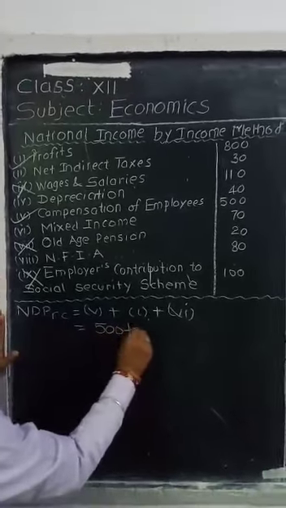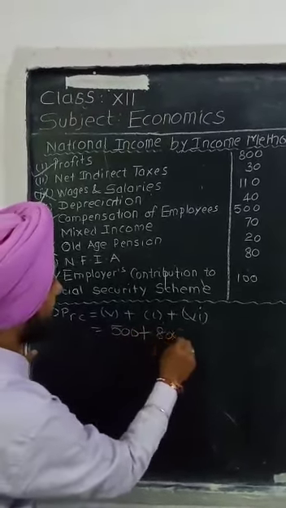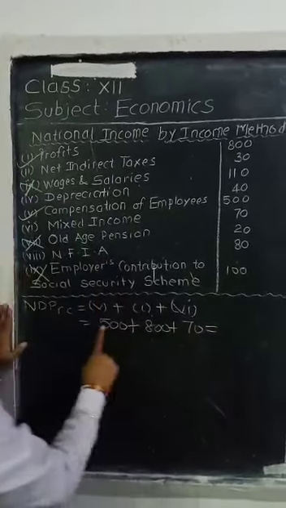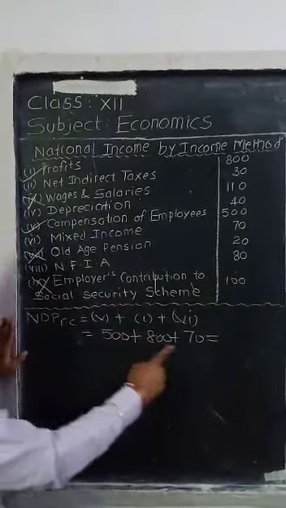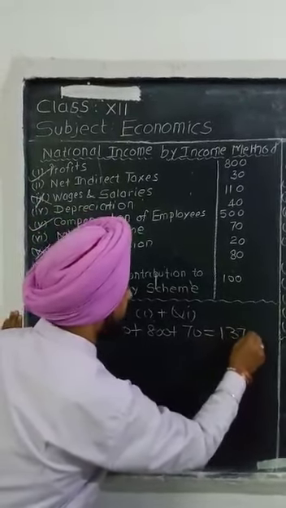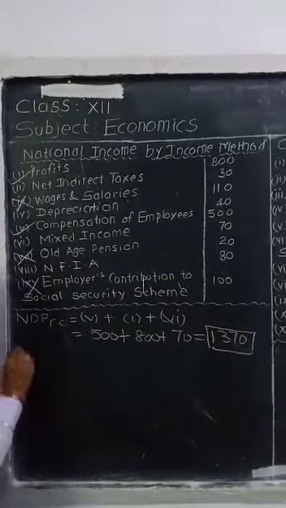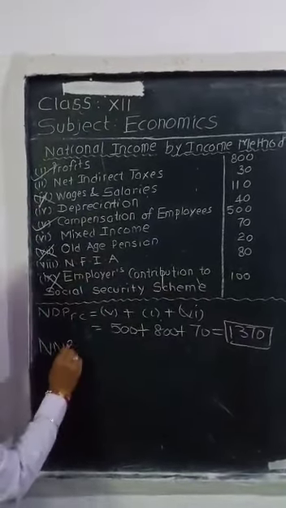Then what is the value of the first point? Profit, 800. Then the 6th point, mixed income, that is 70. So in total, 500 plus 800, 1300, it will be 1370. Okay, but this is not the answer. We have to reach NNP at FC.